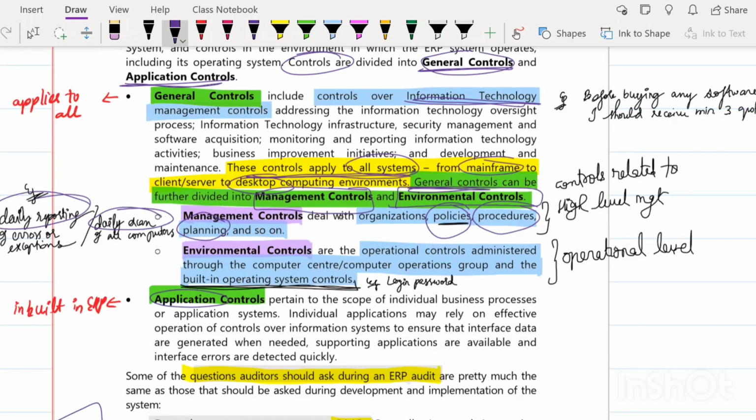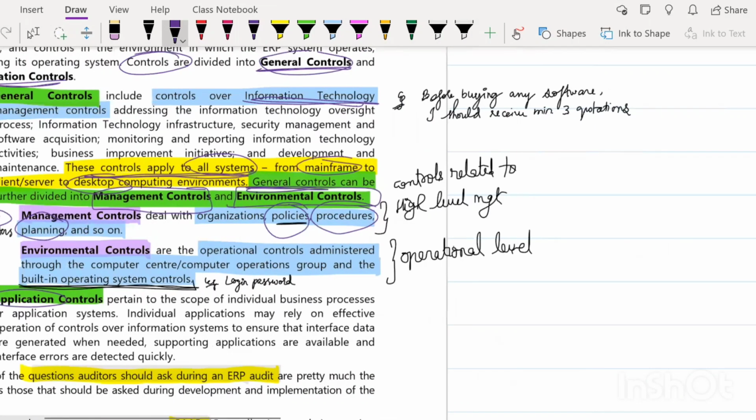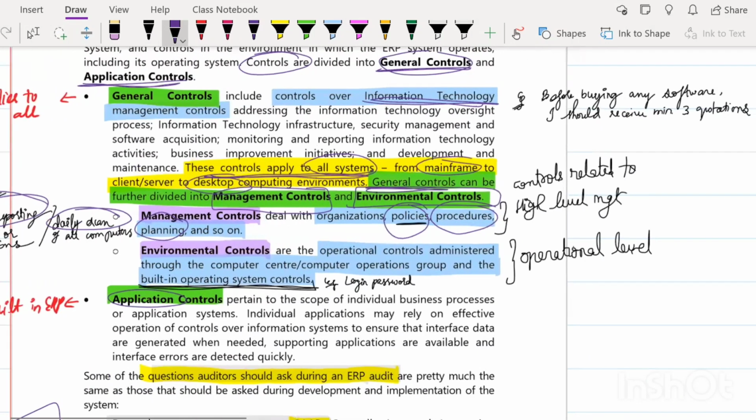So this daily reporting is also a policy in the company. So these controls are set up by the management. Okay, so these are management controls which the management has set up. It may be the policies, procedures, and plannings, and so on.